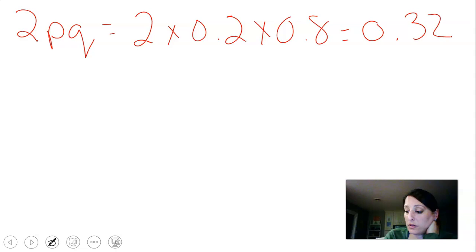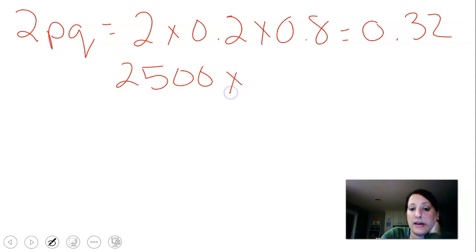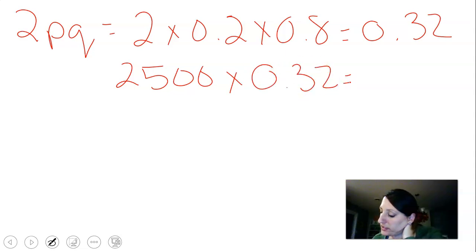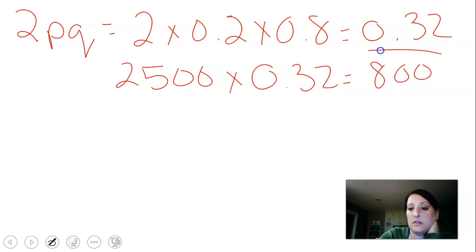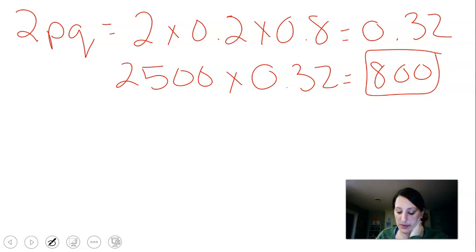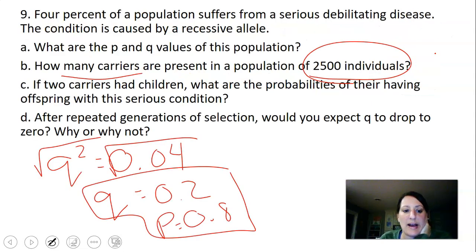I take the total population, which is 2,500 individuals, and I multiply that by the frequency of carriers, which is 0.32. And hopefully you got 800. So out of my population of 2,500 people, 800 of them are heterozygotes or carriers. They carry this recessive, deleterious, nasty allele that causes this serious, debilitating disease. Okay, let's go back. So that was the answer for 9B.